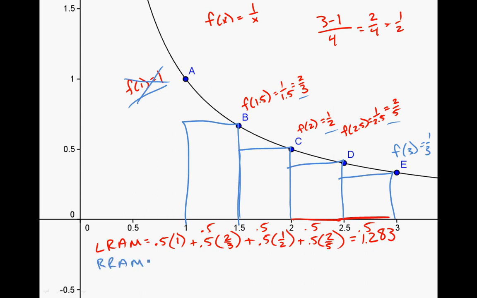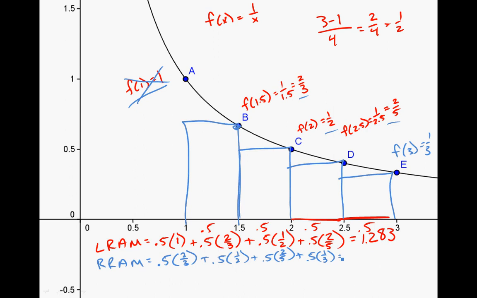Okay, so now if we want to do the right rectangle approximation method, everything's still the same. 0.5 times the height of our first one, which is 2/3, plus 0.5 times the height of our second one, which is 1/2, plus 0.5 times the height of our third one, which is 2/5, plus 0.5 times the height of our last one, which is 1/3.